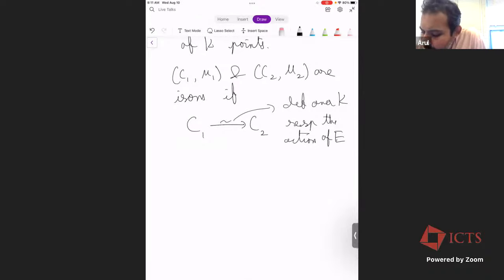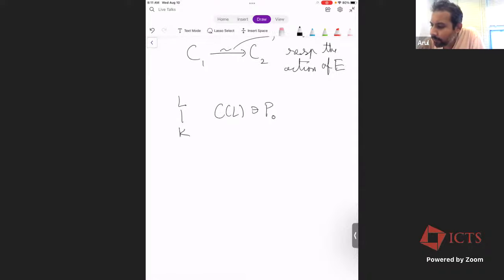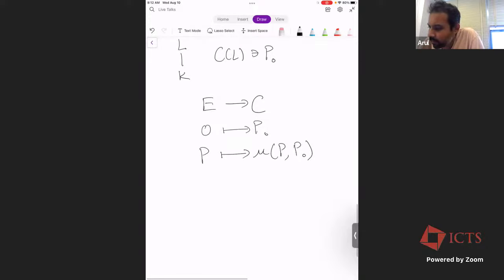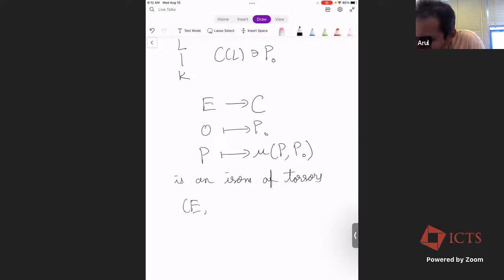Okay, so now, suppose L is any field containing K. And suppose C of L has a point. So suppose C has a point in L. Suppose it contains a point P naught. Then I can define a map from E to C, which sends the identity element to P naught, and in general sends any element P of E to simply mu(P, P naught). This is going to be an isomorphism of torsors. So basically over L, E plus is isomorphic to C mu.